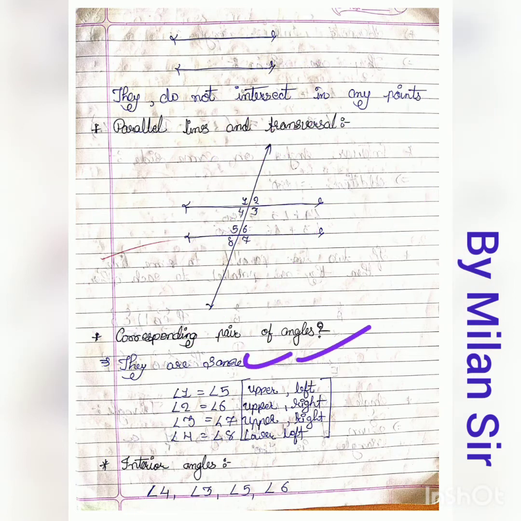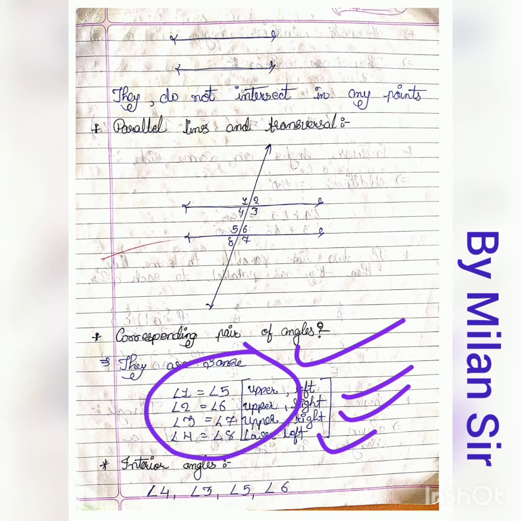First one is upper left, upper right, sorry, here is one mistake: upper left, upper right, lower right and lower left. So total 4 pairs are there for the corresponding pair of angles and all the corresponding pairs of angles are same.